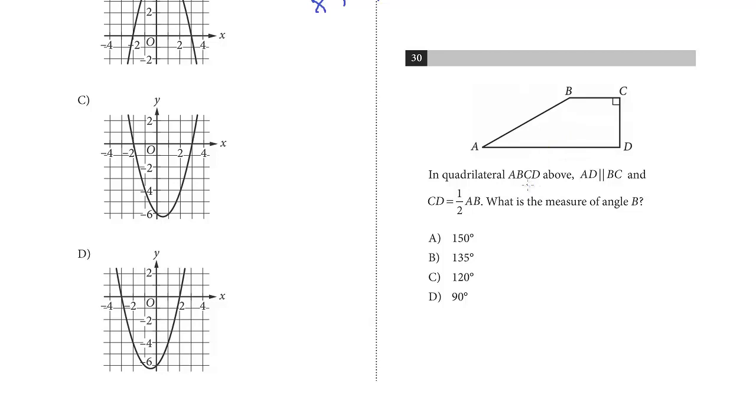In quadrilateral ABCD above, AD is parallel to BC and CD is 1/2 of AB. What's the measure of angle B? So here's angle B right here. Very few geometry questions on the new test, and one concept I always recommend, if you ever see what I call an irregular shape, it's not a circle or a rectangle or a triangle, you want to split it up.